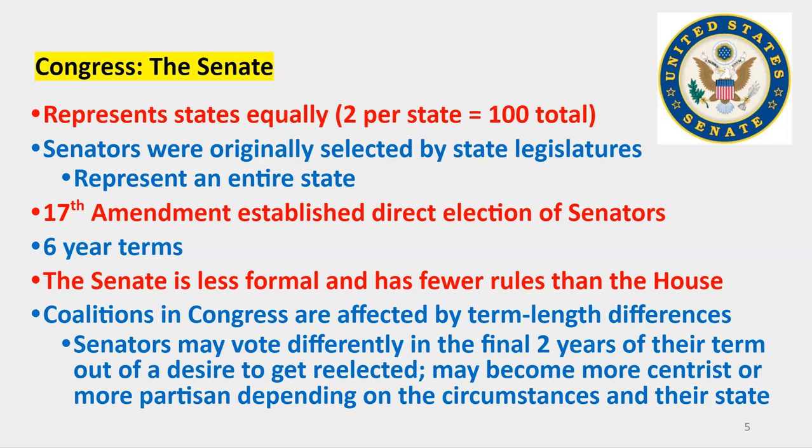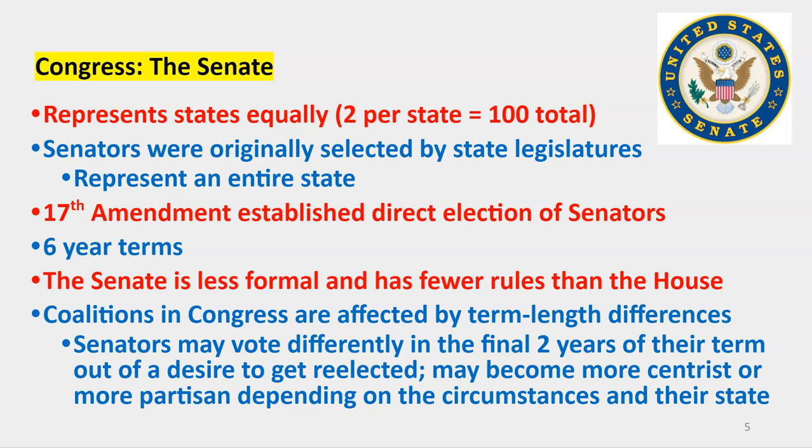Now, keep in mind that senators were originally going to be selected by state legislatures. They were the ones who selected, not elected, those to represent the state. And so they went off to Washington on behalf of their state legislatures in order to do this. Now, the 17th Amendment changed that and called for the direct election of senators to serve. They all serve six-year terms. But the 17th Amendment changed that so that now it's not just the House that is directly elected, but the Senate as well.